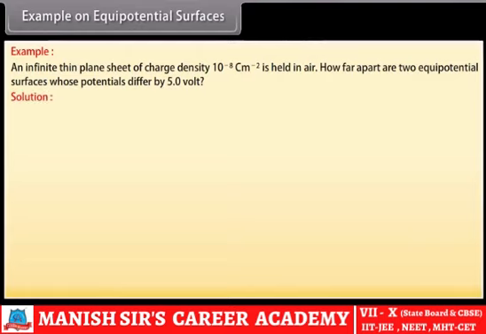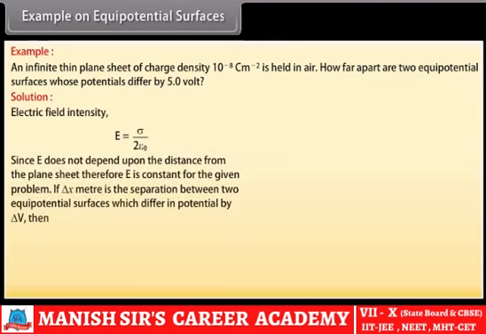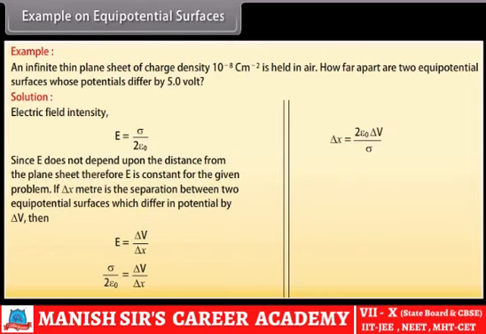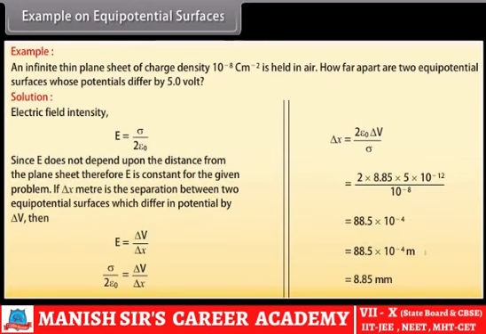Let's see the solution. We know that electric field intensity E is equal to sigma upon 2 epsilon naught. Since E does not depend upon the distance from the plane sheet, E is constant for the given problem. If delta x meter is the separation between two equipotential surfaces which differ in potential by delta V, then E is equal to delta V upon delta x. We evaluate the value of delta x as 2 epsilon naught delta V divided by sigma. By putting the values in the equation and evaluating, we get the value of delta x as 8.85 millimeter.